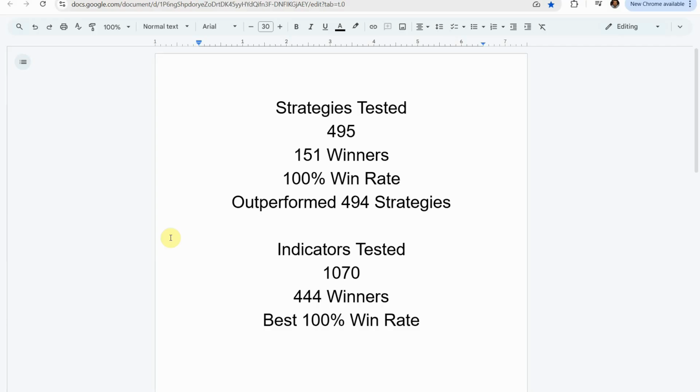Before we do though, I wanted to put the testing scoreboard up for everyone to see. So to date, you can see that we have tested a total of 495 different strategies. The best one so far was able to achieve a 100% win rate. That was achieved using the Academy of Forex indicator to trade the crypto scalping strategy that I'll mention in this video on a live trading account.